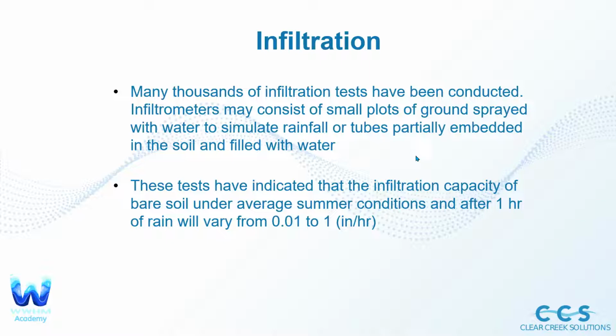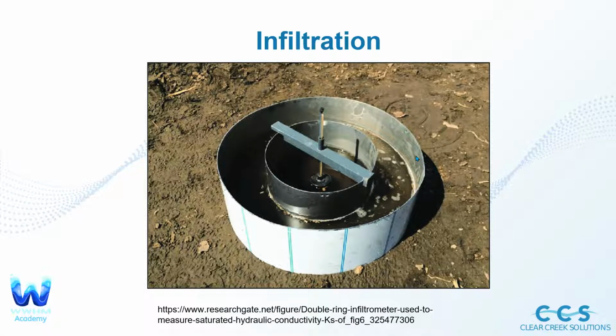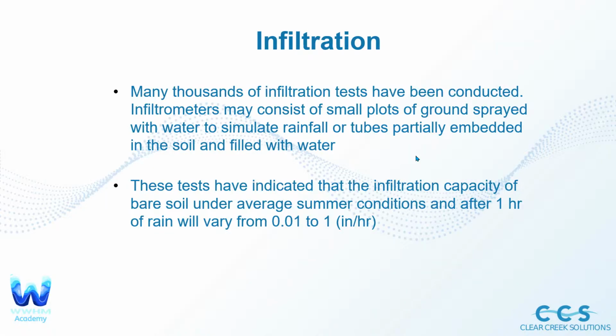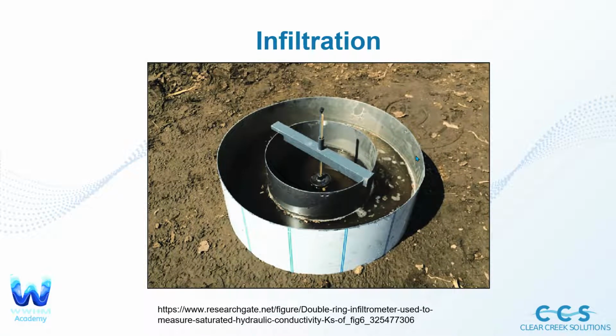So many thousands of infiltration tests have been conducted. Infiltrometers may consist of small plots of ground sprayed with water to simulate rainfall, or tubes partially embedded in the soil and then filled with water. These tests have indicated that the infiltration capacity of bare soil under average summer conditions and after 1 hour of rain will vary from 0.01 to 1 inches per hour, which is the common unit that we use for infiltration rate when you're using English units.